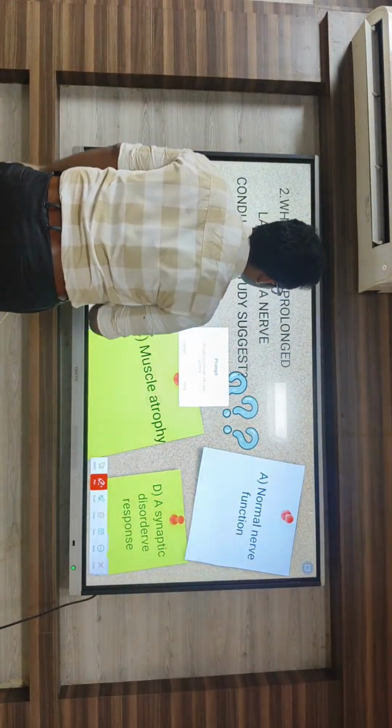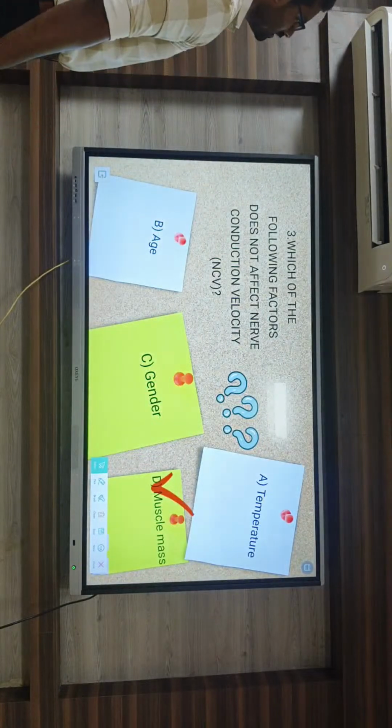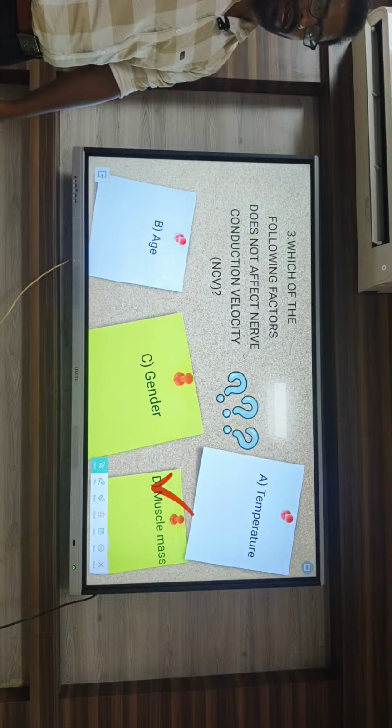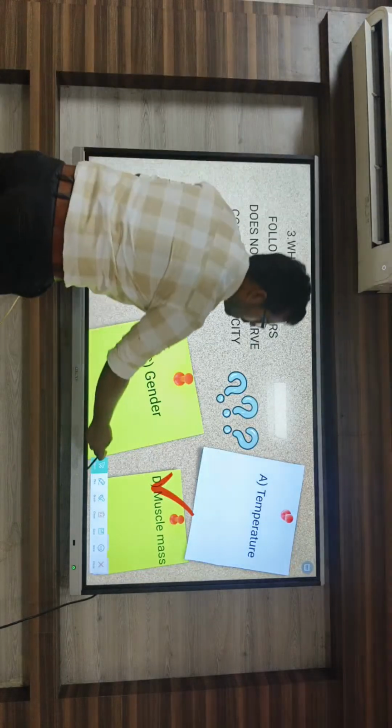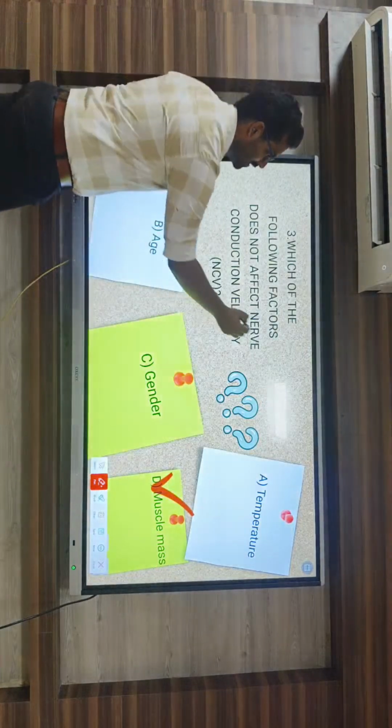So third question, which of the following factors does not affect nerve conduction velocity? So here we want to express the factors affecting nerve conduction velocity.